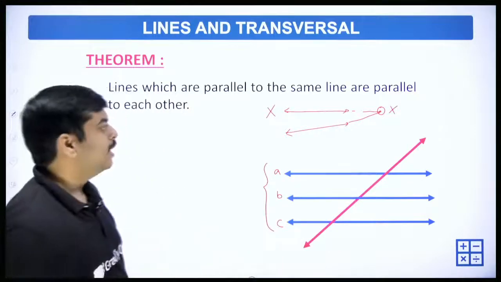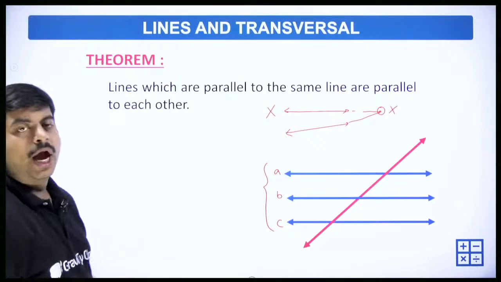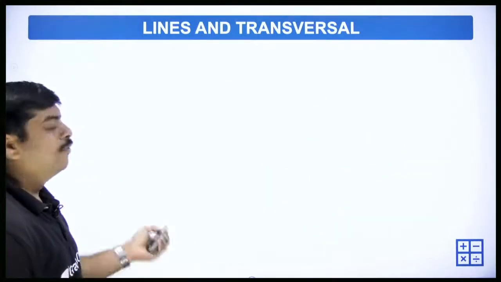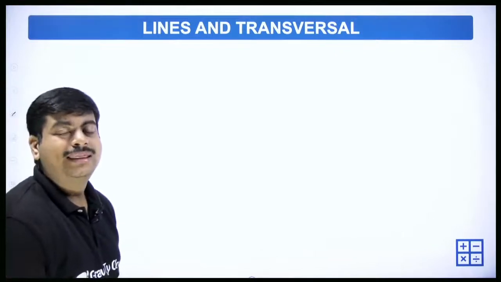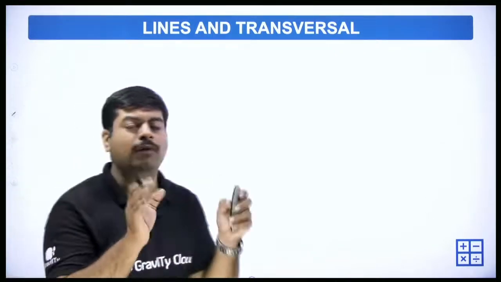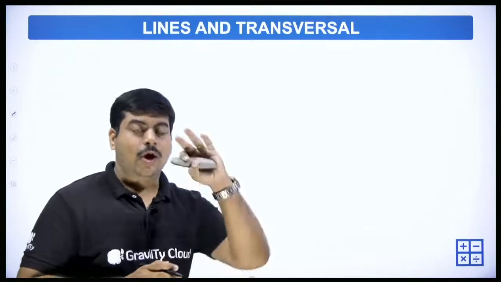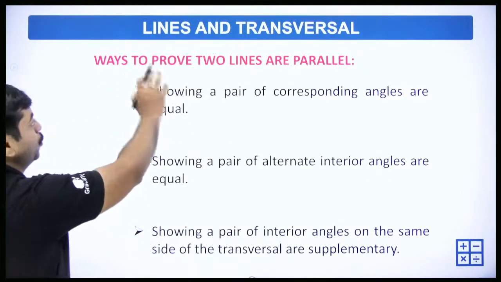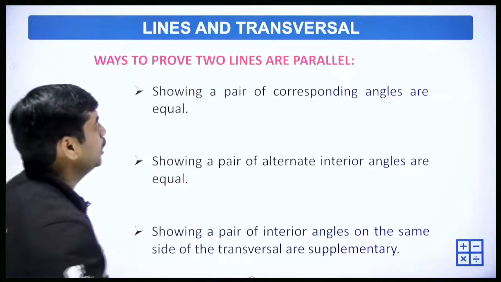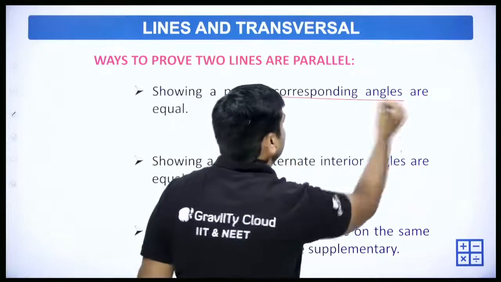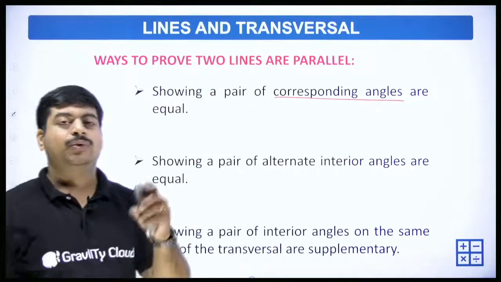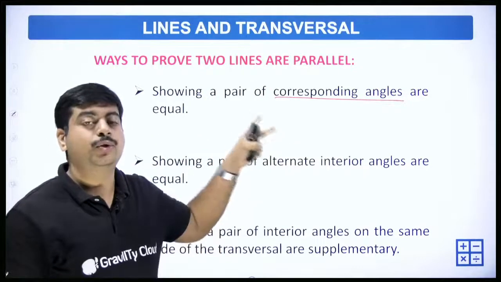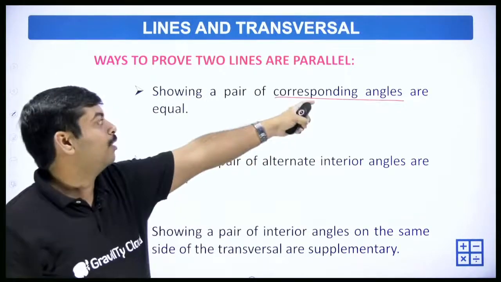Right? So how can we prove whether the lines are parallel or not? For that we discussed different theorems yesterday, all with parallel lines, with all the different angles. Okay, we can use all those relations. How to prove two lines are parallel? Showing a pair of corresponding angles are equal. I said you, when a transversal is going through two parallel lines, corresponding angles are equal.